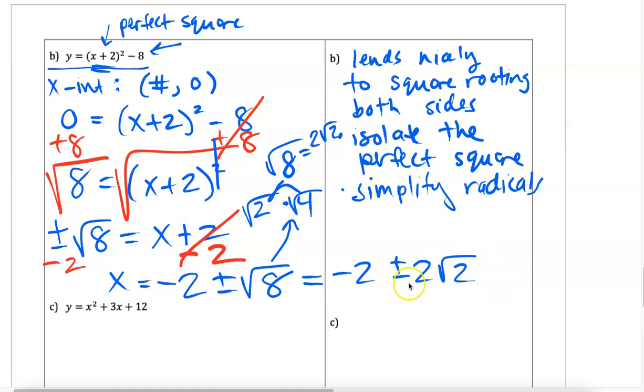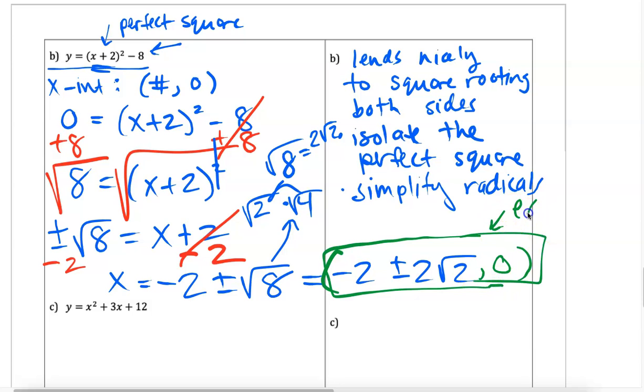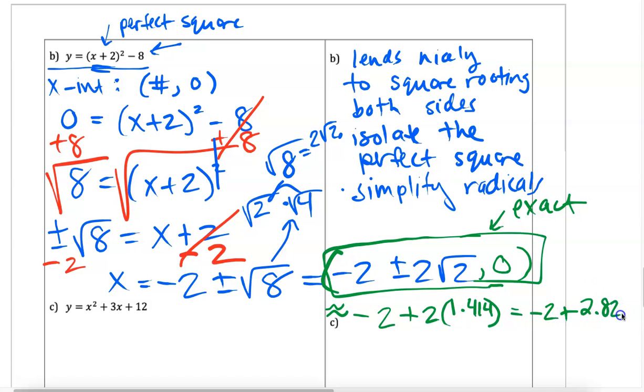So let's get a decimal approximation for this. These are my answers in exact form. I'm going to put comma 0, right? X-intercept is number, comma 0. But to check our answer, it's going to help us to get a decimal approximation. So I'm going to figure out a decimal value for the square root of 2. The calculator says it's approximately equal to 1.414. So then this would equal -2 plus 2.828, and that is equal to 0.828.